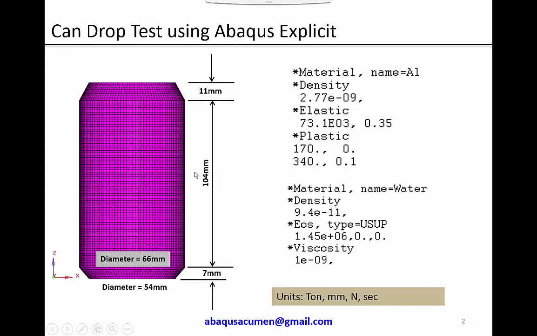This can is typically made of aluminium, so the typical aluminium properties are a density of 2770 kg per meter cube and 73.1 GPa modulus. The model will have some plasticity. Water is going to be modeled using an equation of state, where we have to give the sound wave velocity within the water, and the typical viscosity of water. The unit system we are going to use is ton, millimeter, Newton, second.